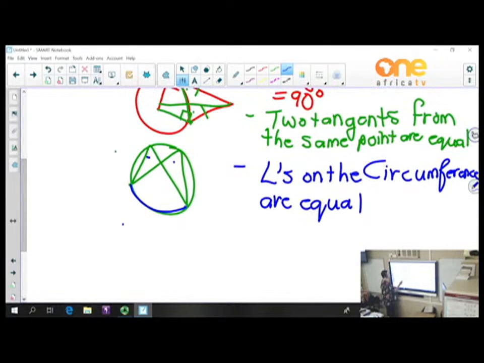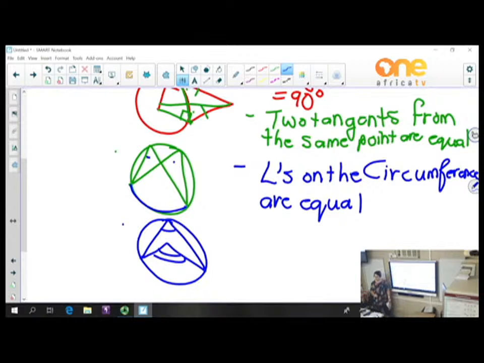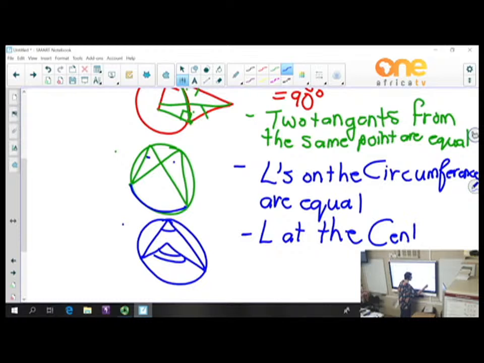Right, the next one. The angle at the center is twice the angle at the circumference. Interesting. The angle at the center is twice the angle at the circumference. Can you still see subtended by the same arc? That's what we need to be able to see. Right, and then there are two more now.